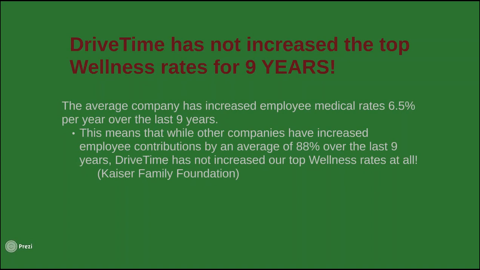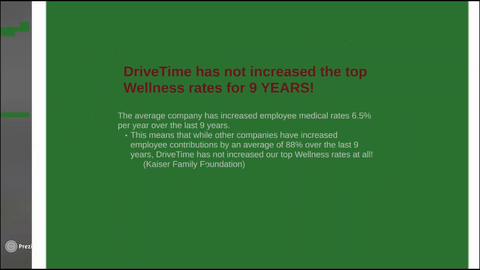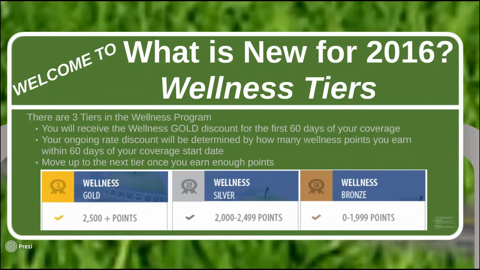And that's a big deal, because we reached out to our broker and we asked, okay, what are most employers doing? And the answer was there's an average 6.5% increase that is passed along by employers to their employees per year, which over that 9-year period, that accumulates to 88% increase over what you pay now for your Tier 1 and Tier 2 rates. So that's a big deal. And it's not as though healthcare costs aren't increasing. They are. It's just the company isn't passing them along to you if you're in the wellness Tier 1 or Tier 2.